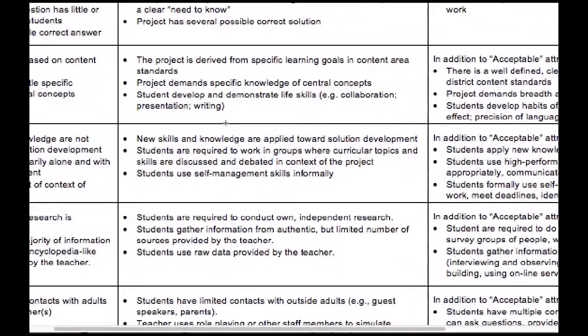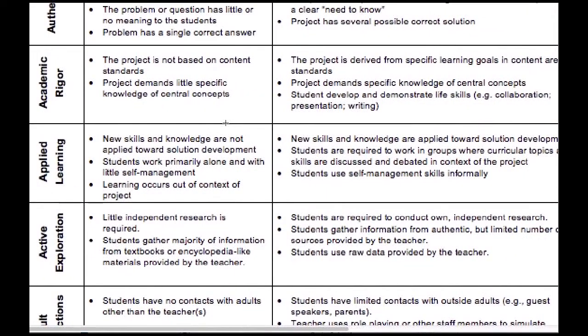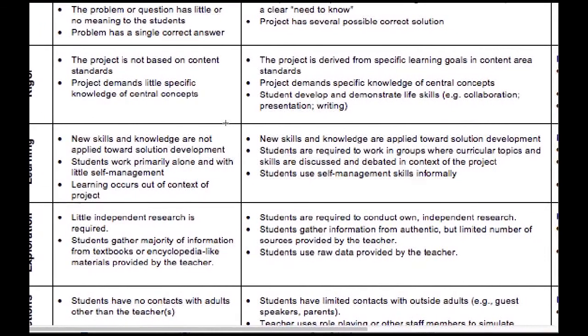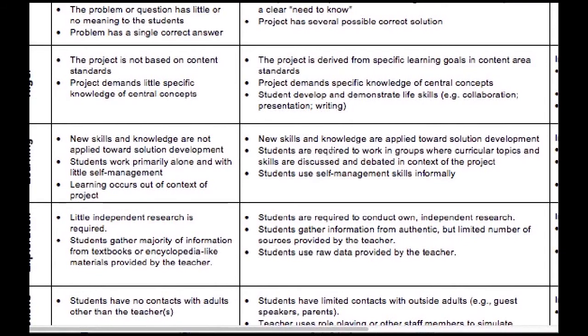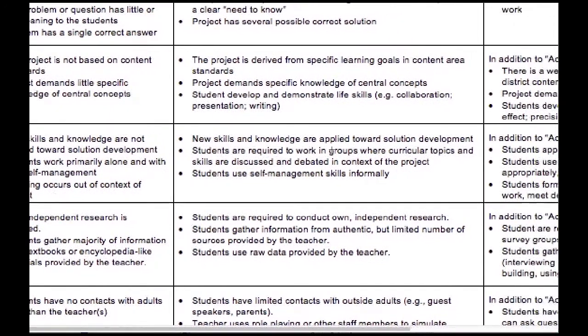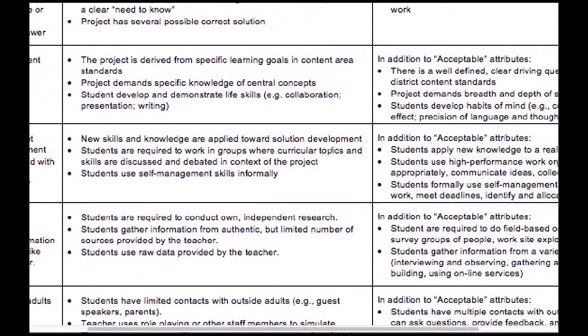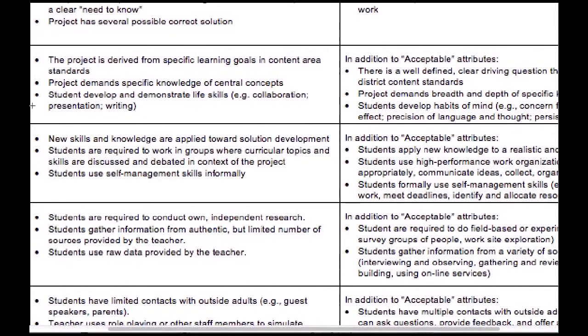So I'm going to zoom in here and just look at one of the particular areas. So if we look at applied learning in the middle, you can see that if it's not meeting criteria, then hopefully that should be reasonably clear. But if we look at the acceptable first, are there new skills and knowledge applied? Yes, they've gone onto a website. Now they've been told where to go. However, they're using a site for the first time.